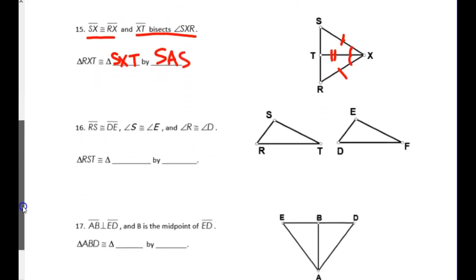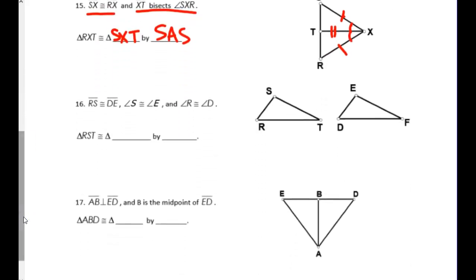16. RS and DE are congruent, so I'll put tick marks. Angle S and angle E are congruent, so I'll put arc marks. And then angle R and angle D are congruent, so I put 2 arc marks. So RST is congruent to DEF by angle, side, angle. ASA.